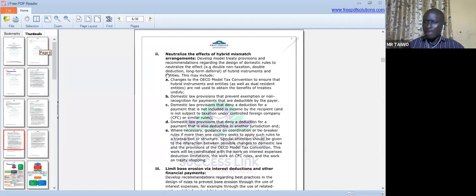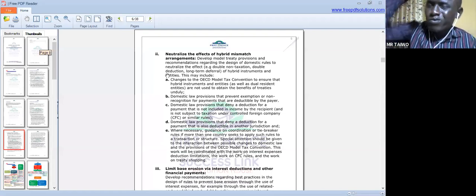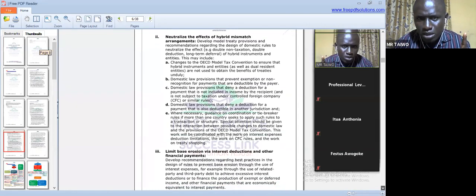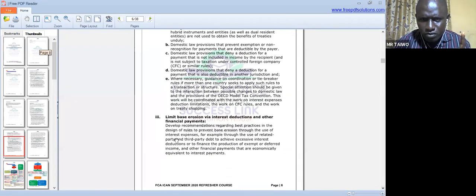I hope you get what I'm saying now. That explains that, as simple as that, they should develop a treaty that will cover transactions that were taken to be double non-taxation before, so that there will be no transaction that will not be taxed. That is one of the recommendations of the OECD. That's what was explained there. The next one is limiting base erosion via interest deduction and other financial payments.